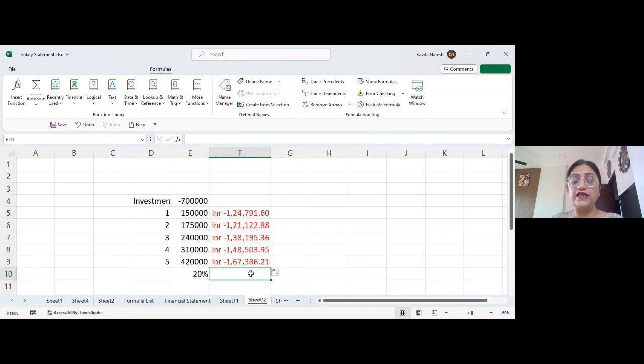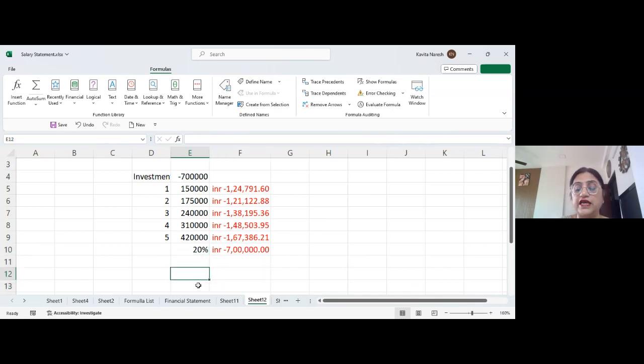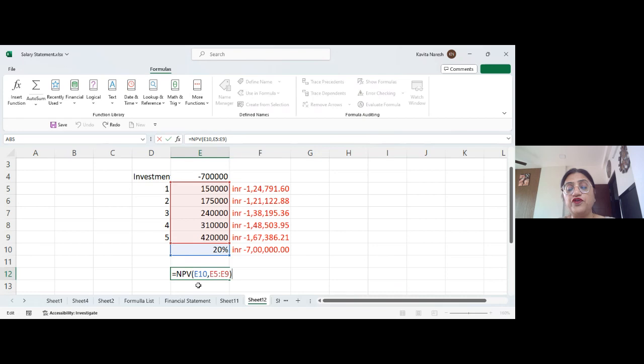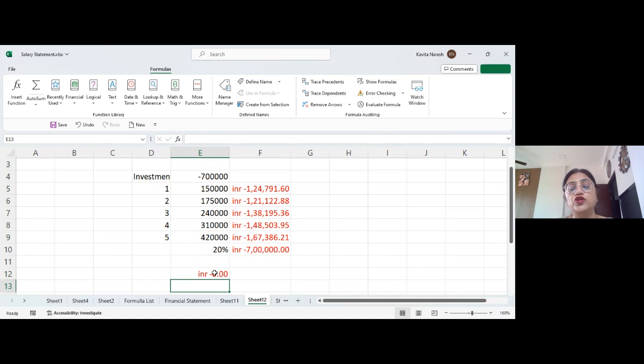And if you total it, then all the PVs should be equivalent to your outflow. And in a one shot formula, you can use NPV is equal to NPV, then rate, comma, values, all the FVs, enter. And if you include the investment also, your NPV will always be 0.